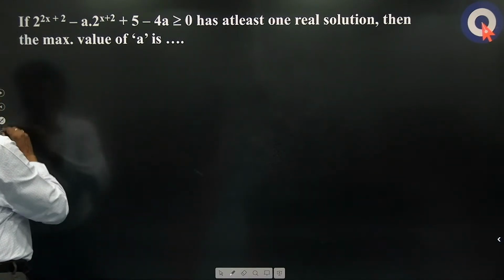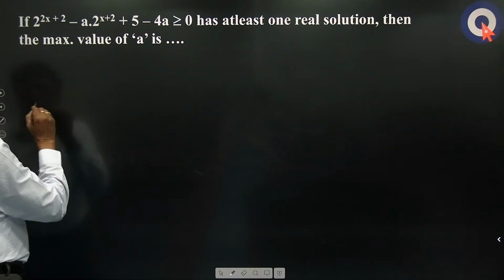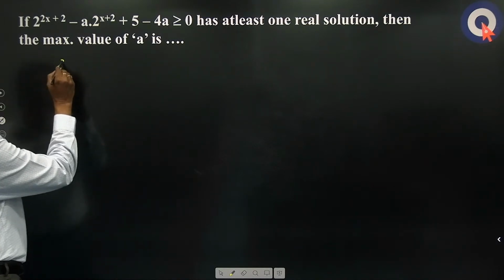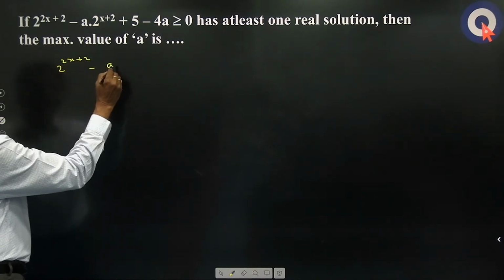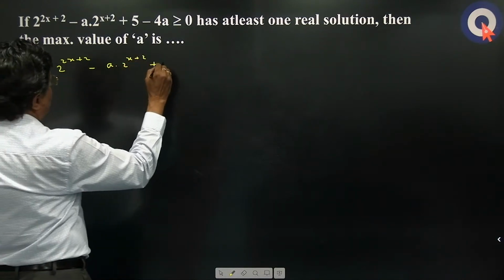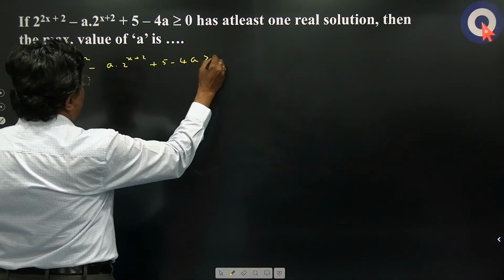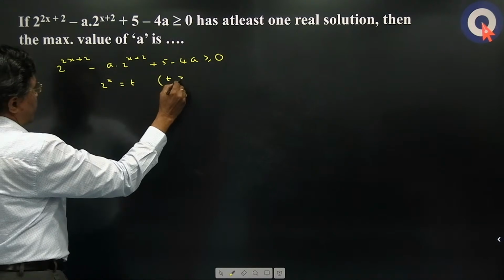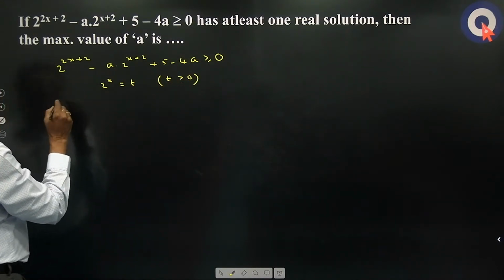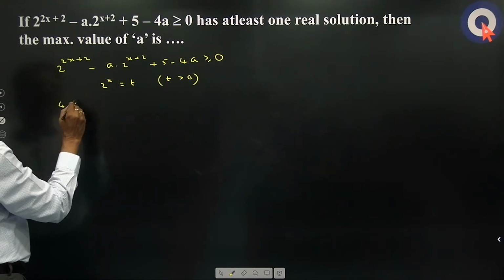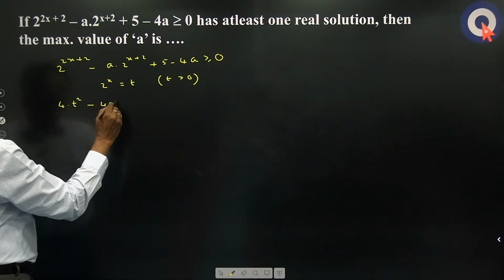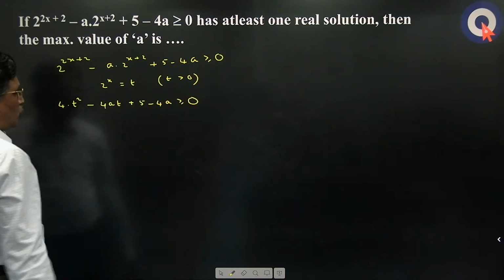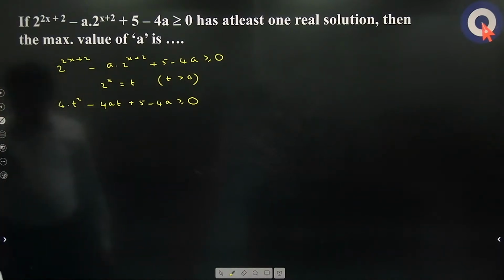The given inequality is 2 power (2x plus 2) minus a into 2 power (x plus 2) plus 5 minus 4a greater than or equal to 0. So I will just keep 2 power x is equal to t. So obviously t is greater than 0. So I have here 4 into t square minus 4at plus 5 minus 4a greater than or equal to 0.